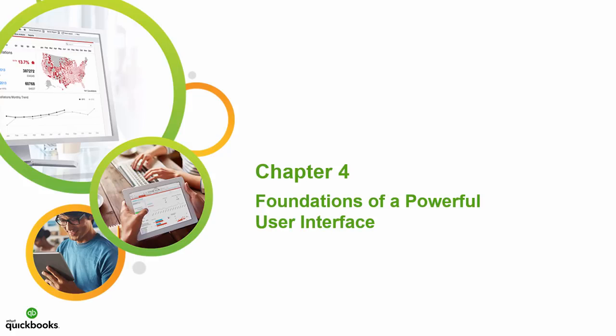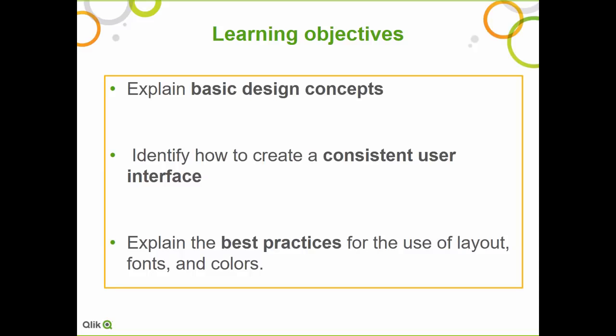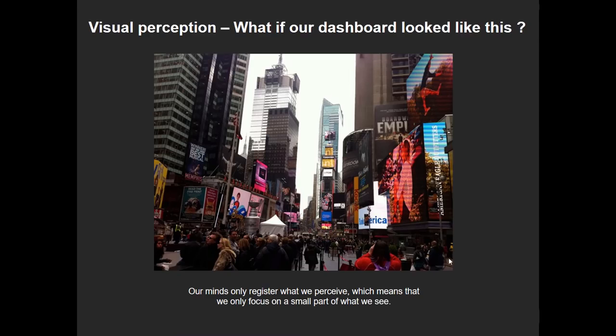Hello, we're in the Basic Training Module 1, and this is Chapter 4 where we talk about foundations of a powerful user interface and design. The objectives of this chapter are basically to explain some basic design concepts, which will be incredibly useful for your reports, identify how to create a consistent user interface, and also explain the best practice for use of layout, fonts, and colors.